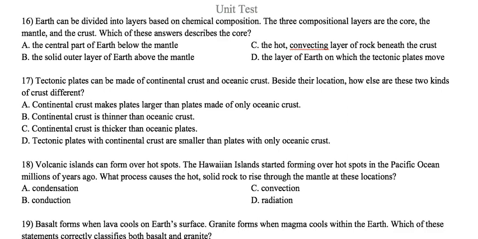Question 18. Volcanic islands can form over hotspots. The Hawaiian Islands started forming over hotspots in the Pacific Ocean millions of years ago. What process causes the hot solid rock to rise through the mantle at these locations? A, condensation. B, conduction. C, convection. D, radiation.